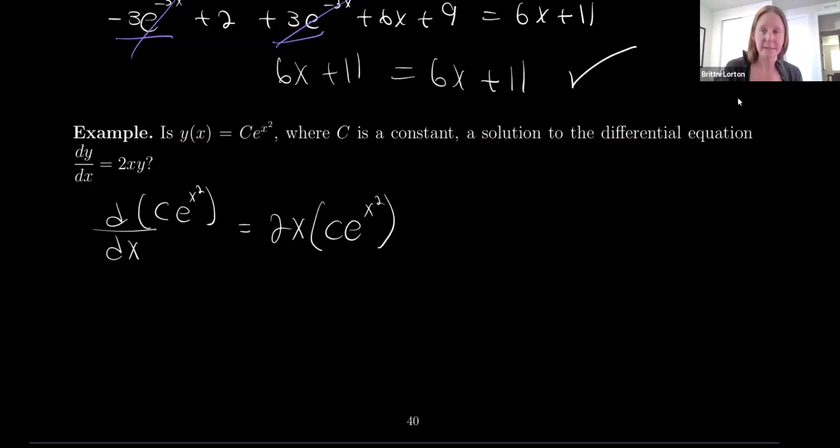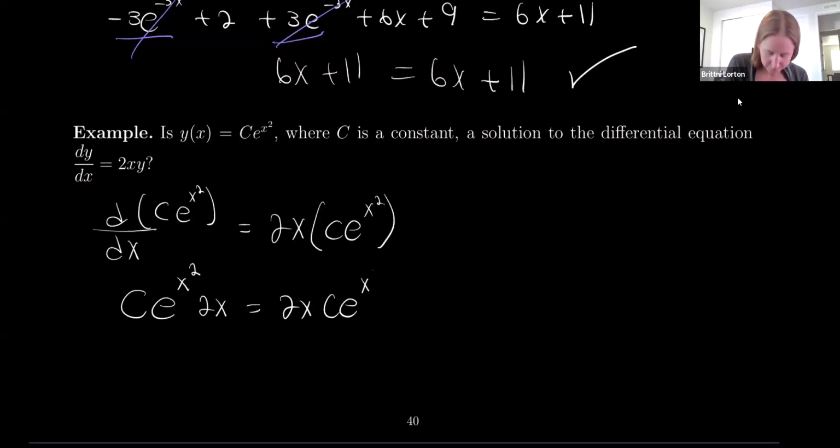And now on the left, that d/dx is the operator. Take the derivative with respect to x. C is a constant multiple, it will stay. The derivative of e to the x squared is e to the x squared times 2x. That was using chain rule. And then I'll just simplify it. Maybe you don't really need to simplify it. You can if you'd like.